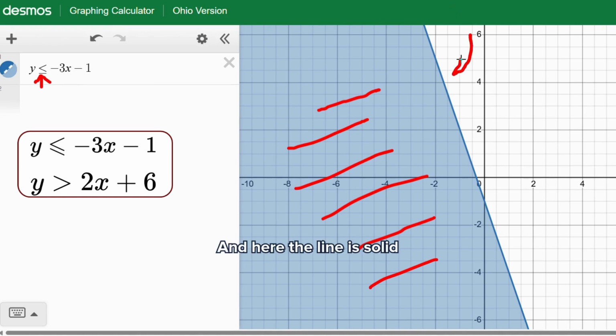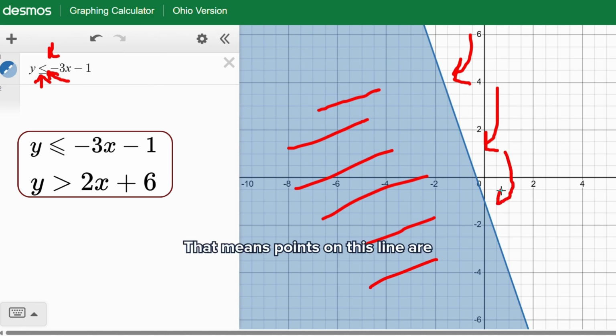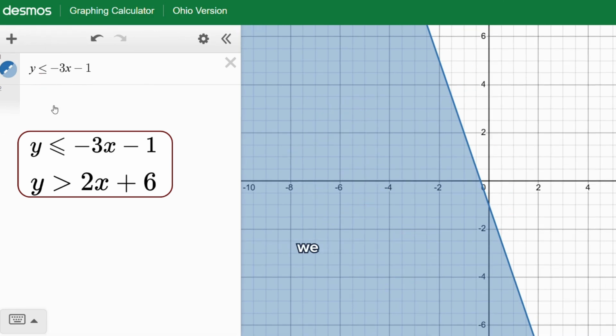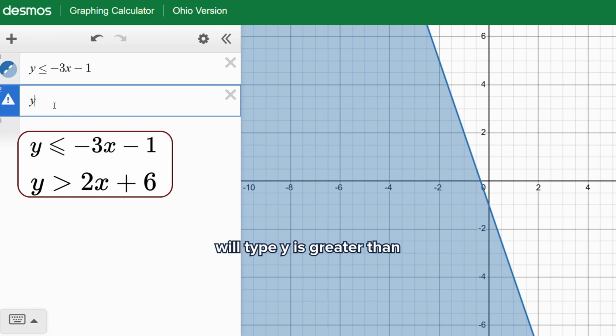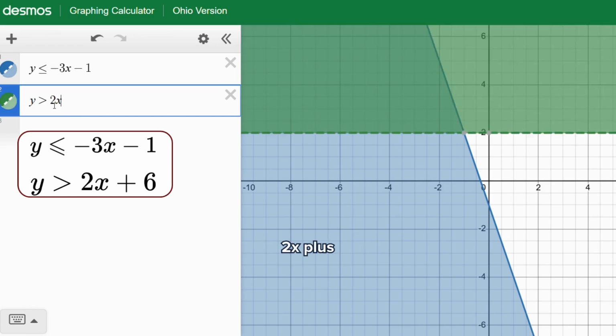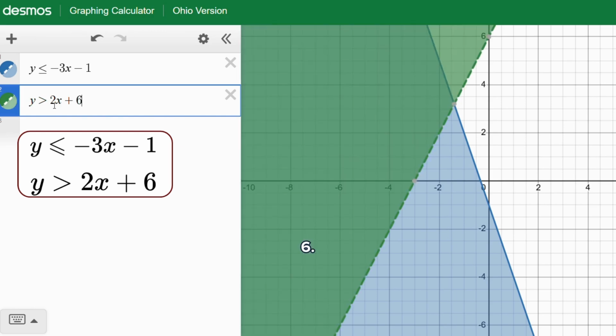And here the line is solid because of the equal sign in our inequality. You see the equal sign here? That means points on this line are included in our solution. Now, in the second box, we will type y is greater than 2x plus 6.